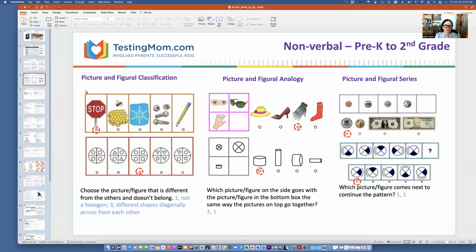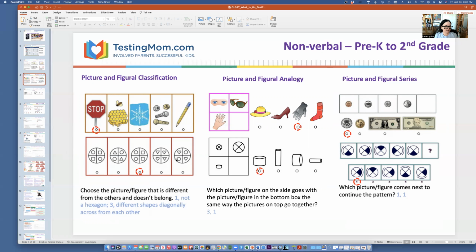Okay, now we're in nonverbal questions. The first is picture and figural classification. And the question is, choose the picture or figure that's different from the others and doesn't belong. So in this one, the one that is different is the stop sign, because each one of these has 6 sides, except this does not have 6 sides.